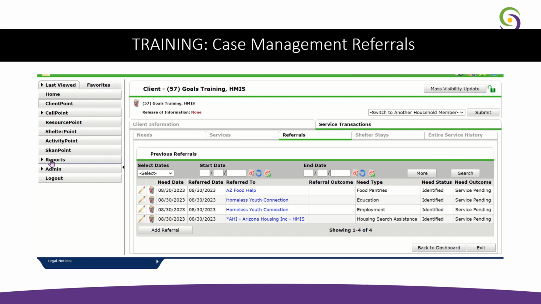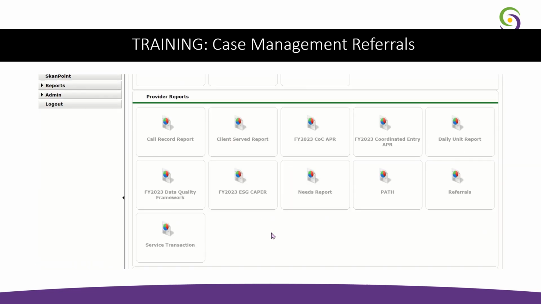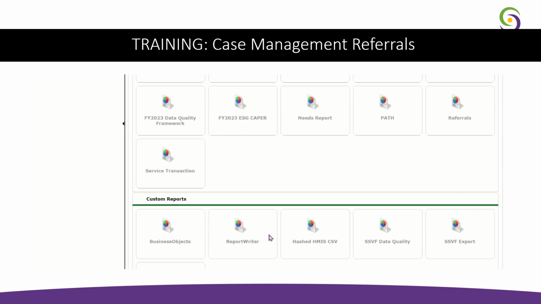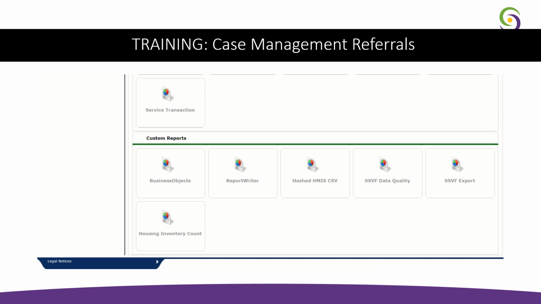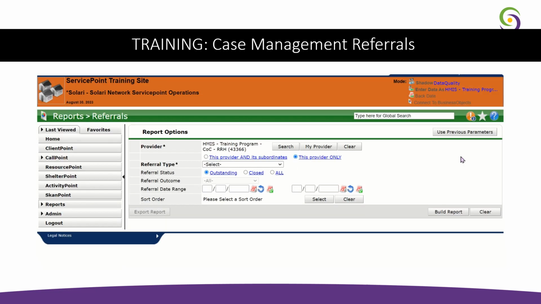First, select the Reports button from the menu on the left-hand side of the screen. You'll be greeted with a number of options. Please remember that your screen may look different depending on your setup and user account. In order to run a Referrals report, you will select the Referrals button. After doing so, you will be greeted with a few simple options.